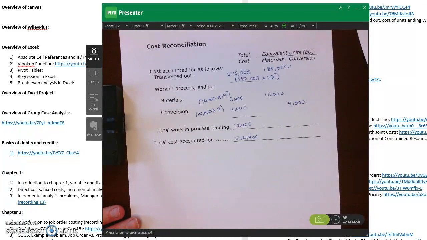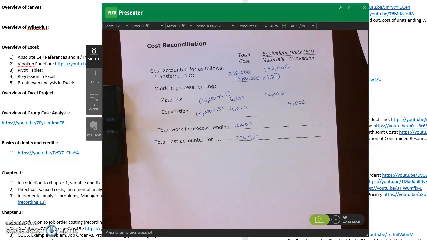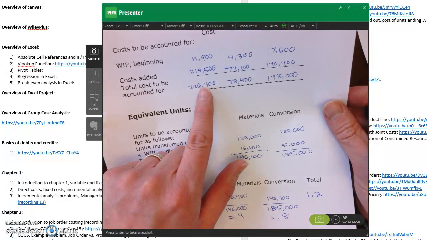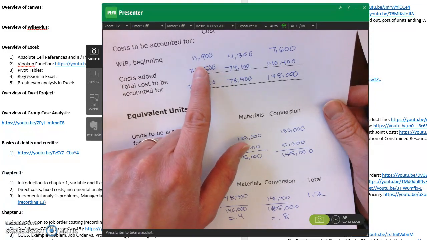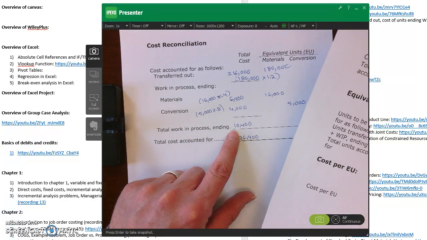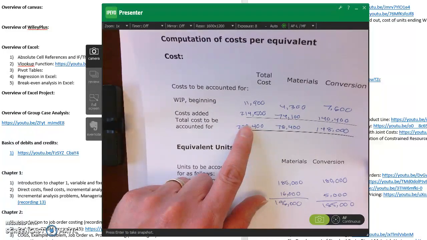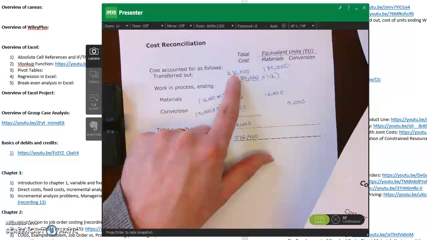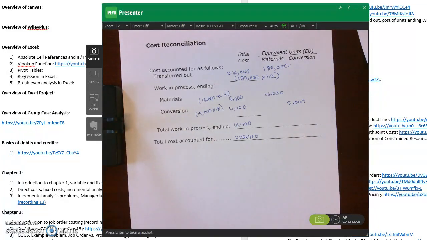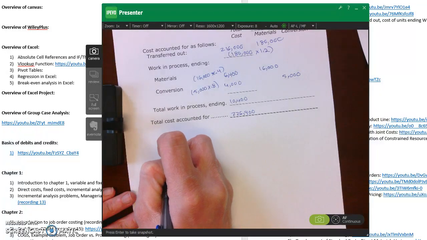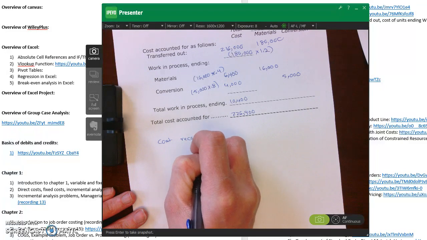Okay, now if you looked on the prior page, you can see that this number of 226.4 looks pretty familiar. That's also equal to the cost of the units in beginning WIP plus the cost added. So if you think about it, we have this much cost to be accounted for. Where's it going to go? It's either going to go to the cost of the units transferred out or the cost of the units in ending WIP. Okay, so we can then figure out our cost reconciliation formula here.